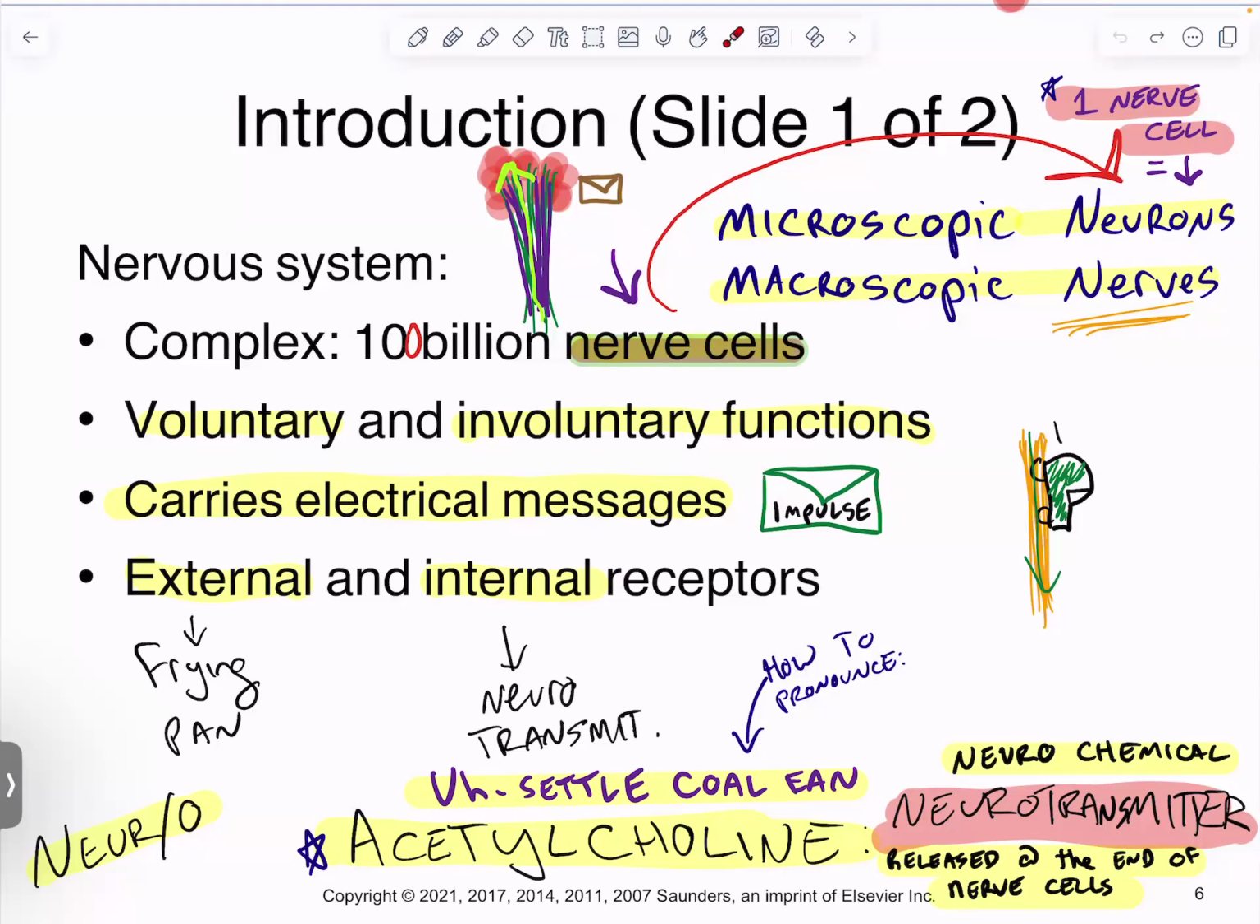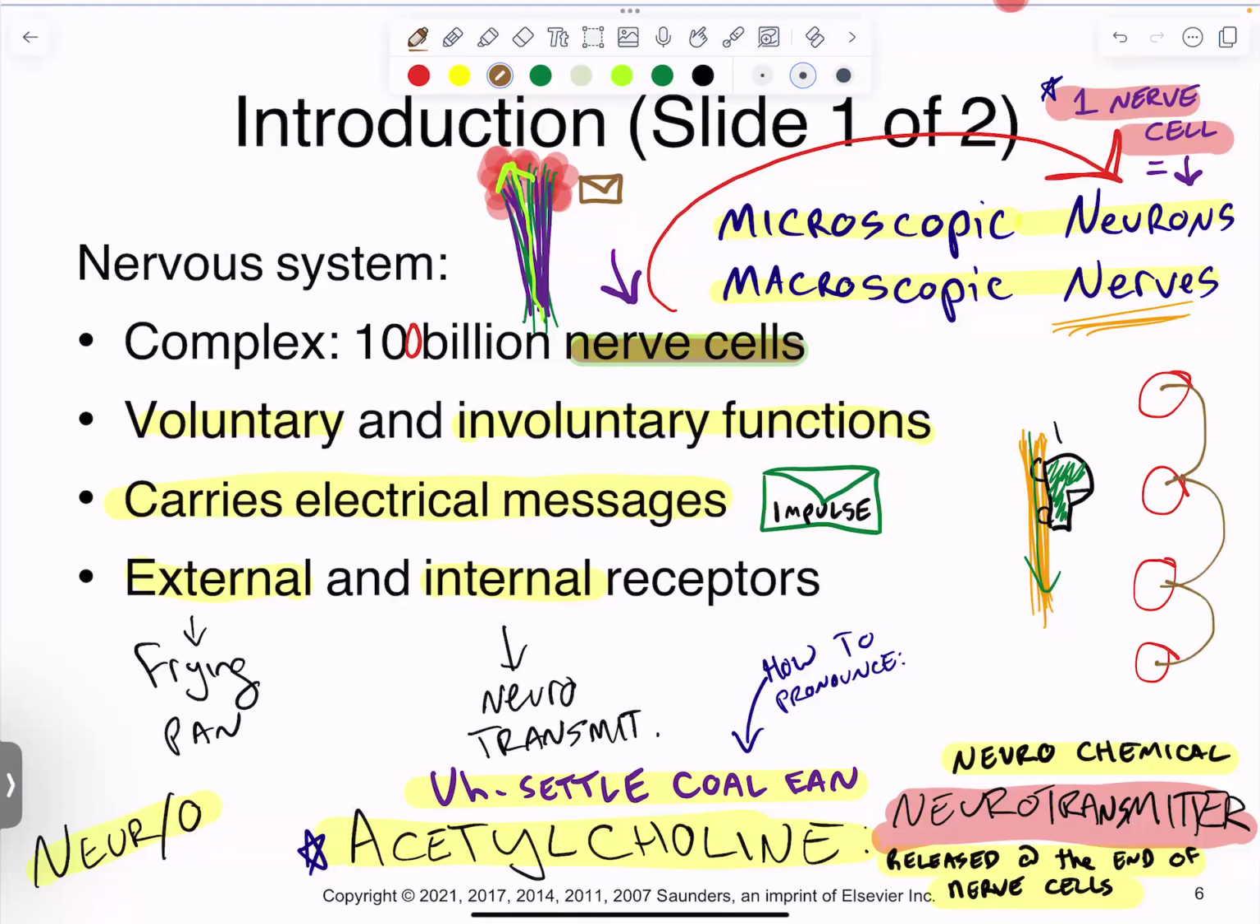All right. One of the ways that these messages get sent from one place to another is via the neurotransmitters. What's a neurotransmitter? It's a chemical that enables that impulse, that message, that information to hop and skip from one neuron to another. So we literally need to get from here to here to here to here. It's the neurotransmitter that is enabling that action.